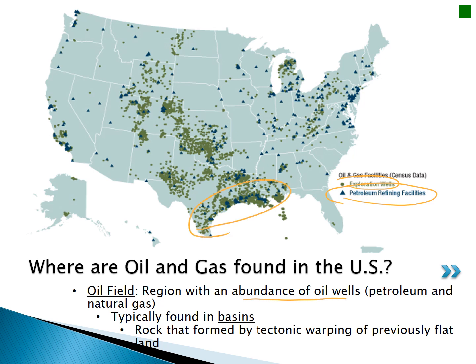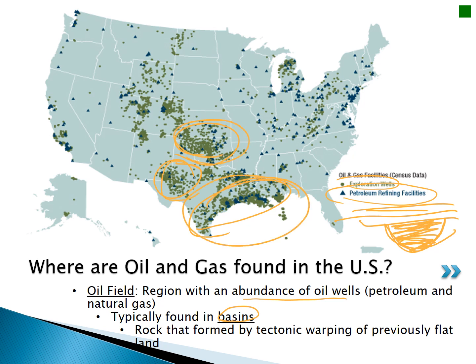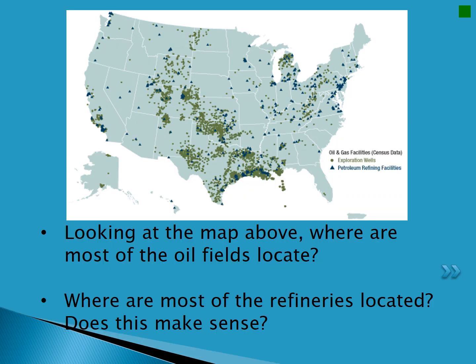So if you look at it, here's really big, here's some big ones. These are some very big areas where you'll see a lot of oil being taken out of the ground. Okay, they are typically found in basins. What's good about a basin? Well, it's deep, right? So that's where oil can collect on the bottom. And it's also rock that was formed by tectonic warping of previously flat land. So we formed all these layers on top of it, and so now we've got these little pockets of oil. You'll notice that this is in a basin area, that's in a basin area, and these are all little basin areas. So looking at the map above, where are most of the oil fields located?